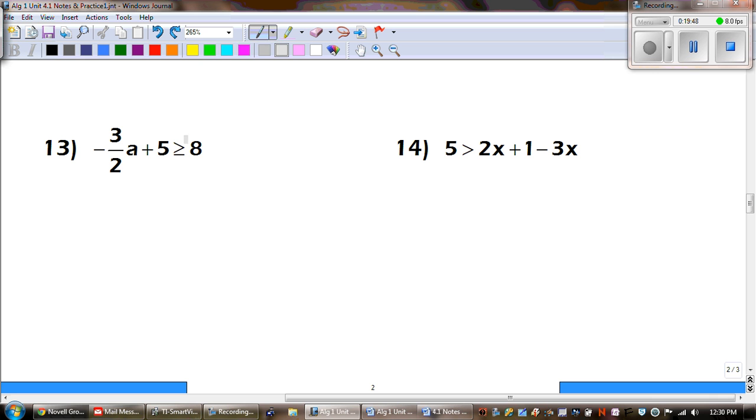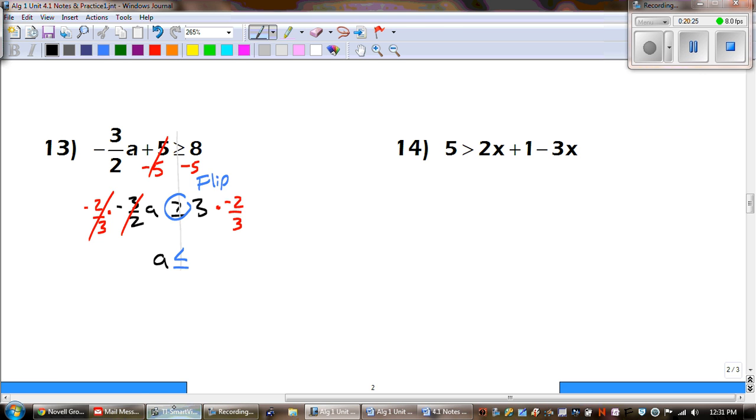Let's go ahead and draw the line down the middle. And that's right, we're going to subtract 5 to both sides. I have negative 3 divided by 2 times a is greater than or equal to 8 minus 5 is 3. Now, to get the a by itself, I have to multiply by the reciprocal. Okay, so I know that I'm multiplying by the reciprocal, so I have to flip that sign.